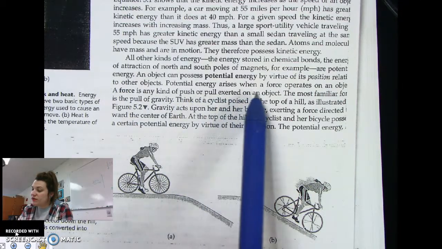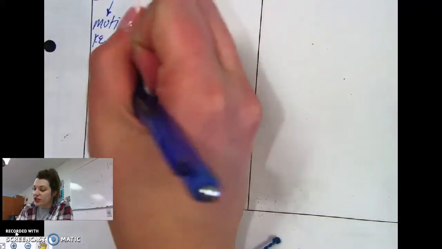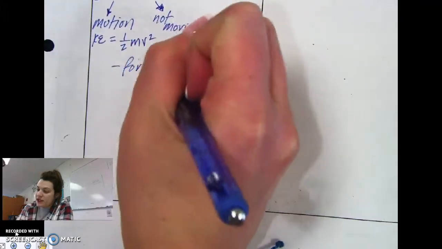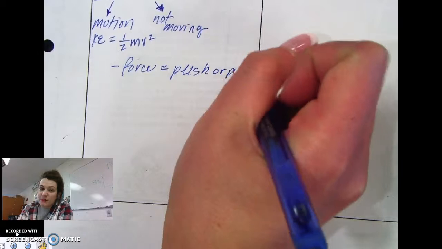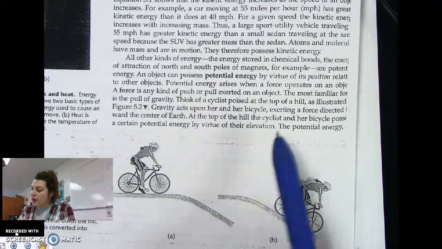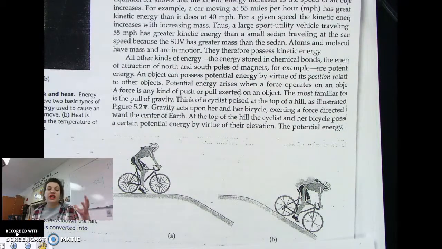Potential energy arises when a force operates on an object. A force is any kind of push or pull. So here we go, here's a definition. So force is equal to a push or pull on an object. I'm going to keep it short and sweet here, okay? The most familiar is the pull of gravity. Okay, so now I have the definition of kinetic and potential energy.